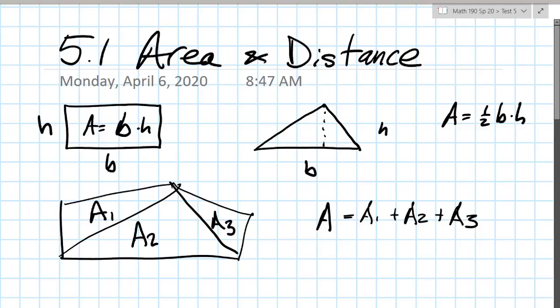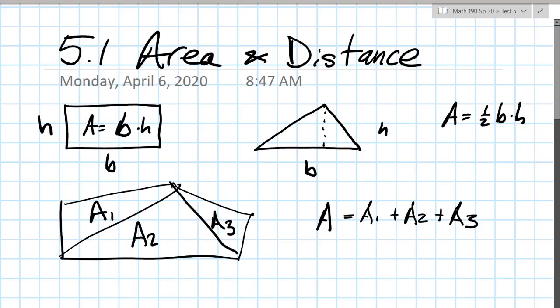In Chapter 5, we want to start looking at the area problem. The area problem is we would like to find the area under a curve between the curve and the x-axis. But how do we do that? Let's start with some basic areas.